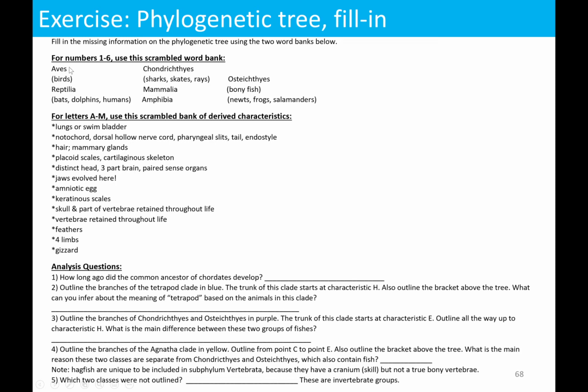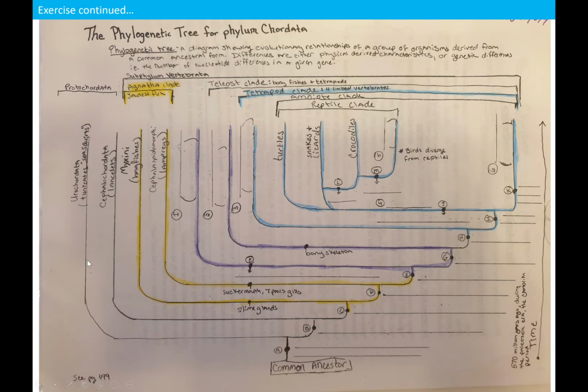Now we have names of classes, and then we have examples in parentheses. For letters A through M on this phylogenetic tree, you're going to use this list of derived characteristics. Lastly, answer questions 1 through 5. So here's the phylogenetic tree you're going to fill in.